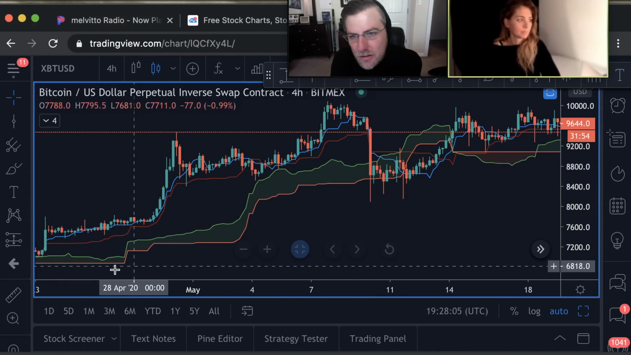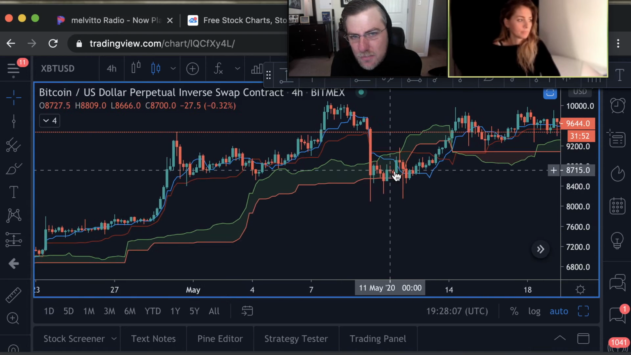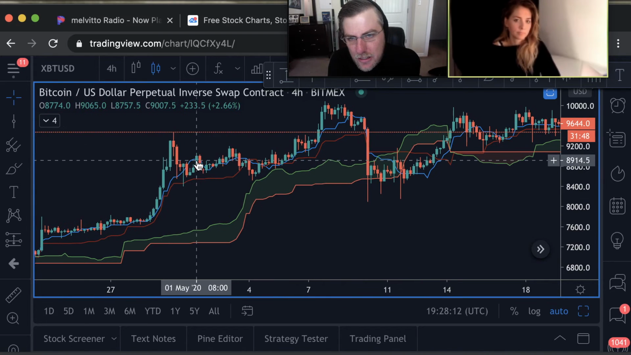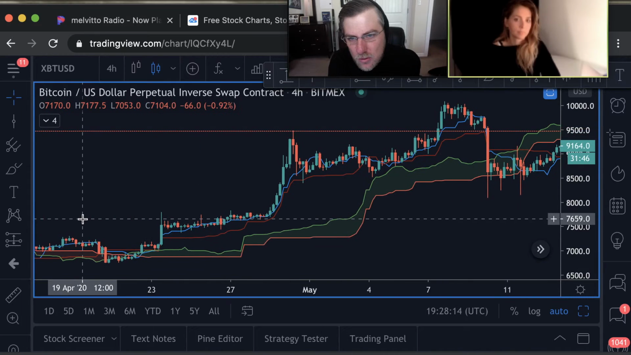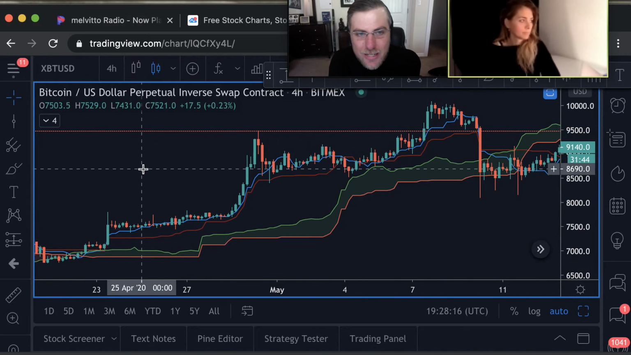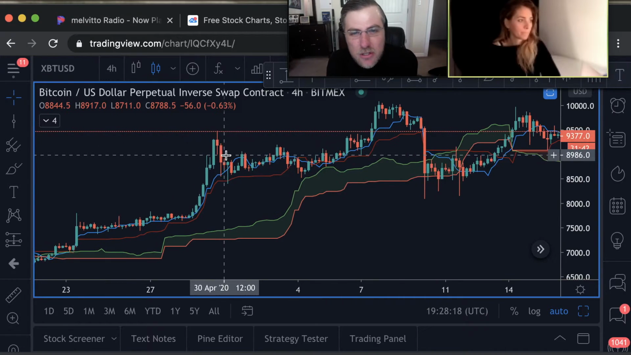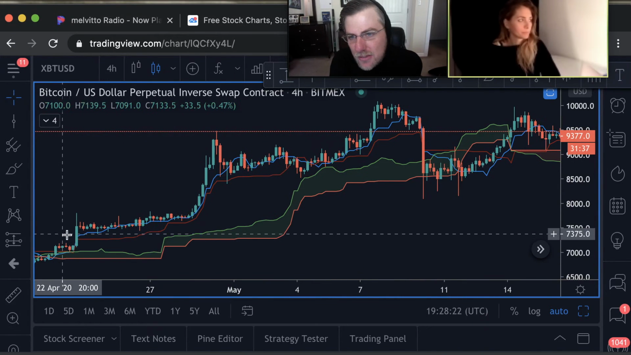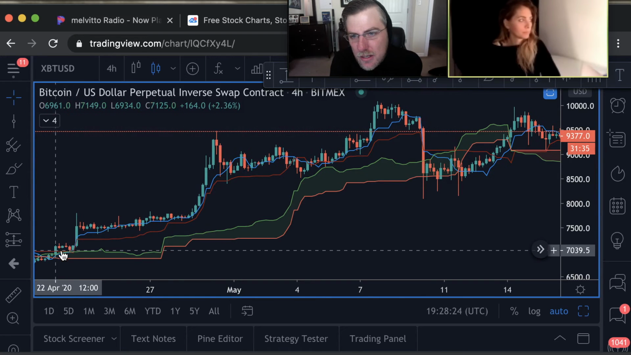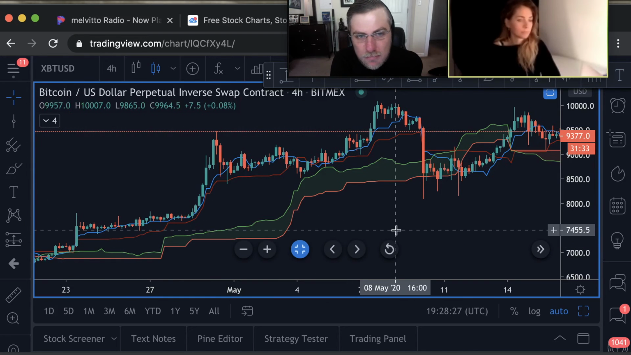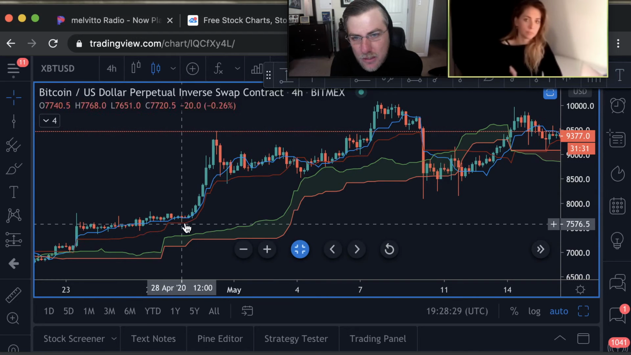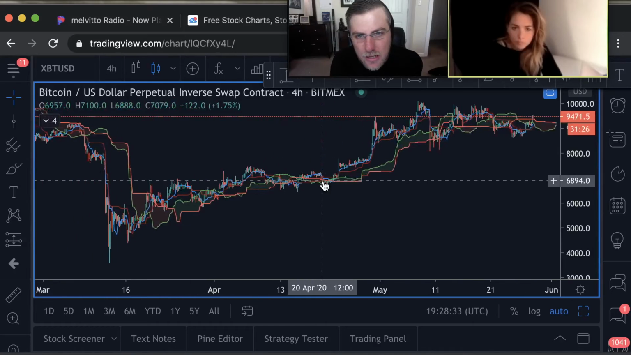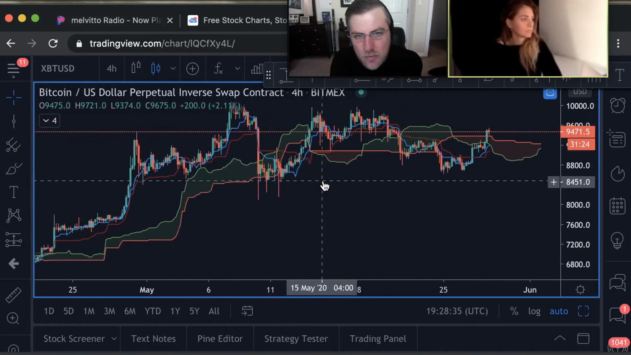So you have the cloud telling you what the trend is, and then you have the TK cross, which will be like a golden or a death cross. And then you just look for a few things to line up, basically that the price is above the cloud and that the Tenkan is above the Kijun, and that's a bull trend buy signal. And you look to basically buy dips around the Kijun or around the cloud. So let's just look at this move here.